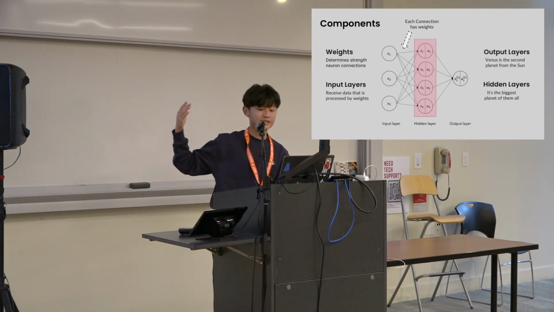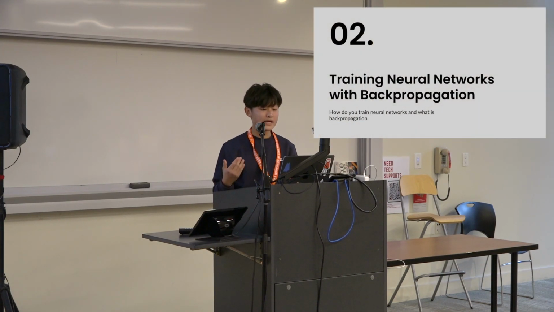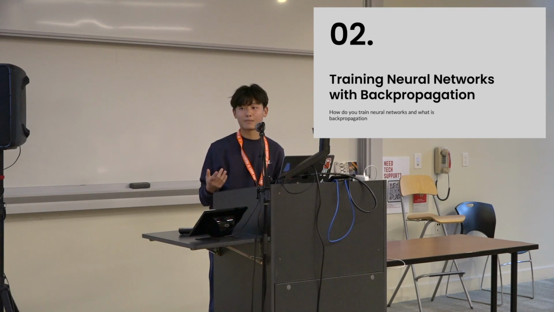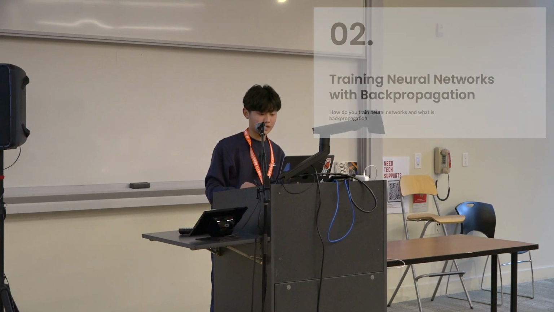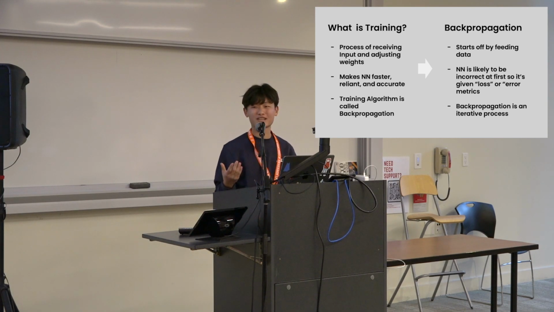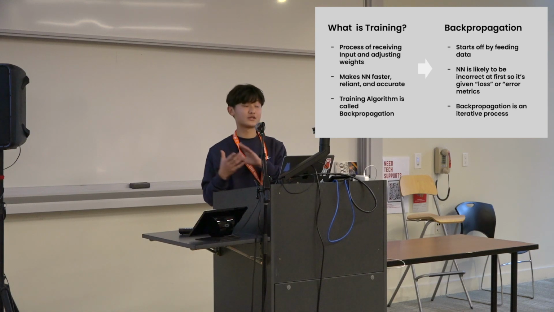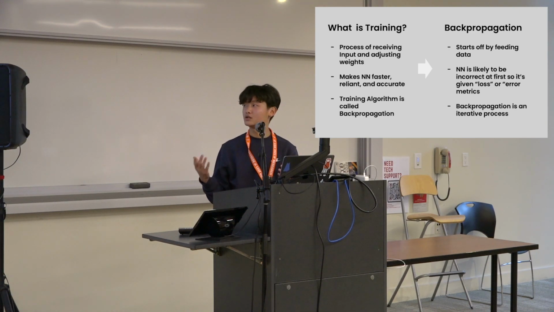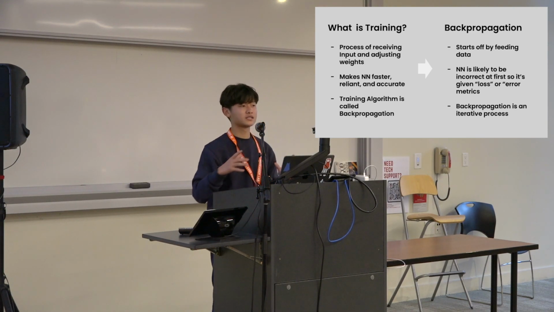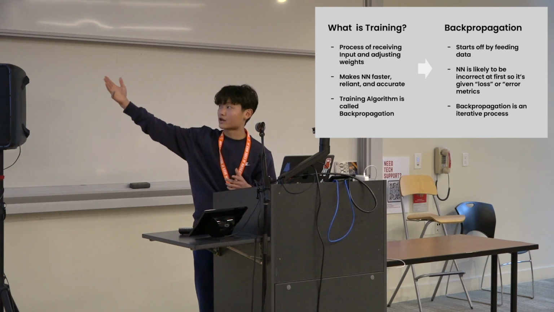So now that I explained the basic structure, I'll be talking about training neural networks and the amazing machine learning tool called backpropagation. To understand how to train neural networks, you have to first understand what training a neural network even means. The process I covered earlier about input layers receiving data and output layers being used to adjust weights is the basic process of training a neural network. Training a neural network is used to make neural networks faster, more reliable, and more accurate.